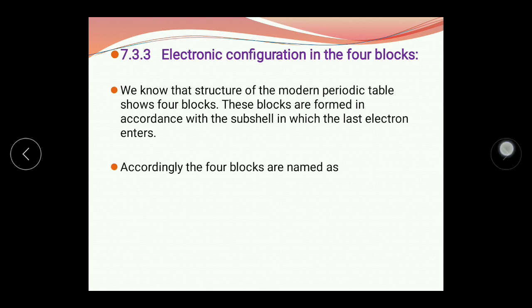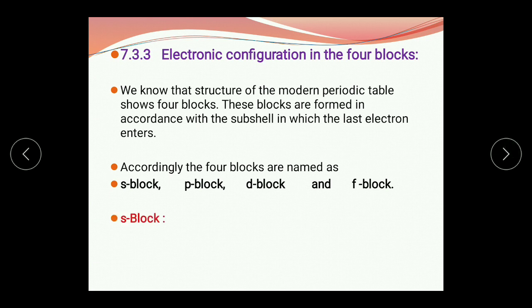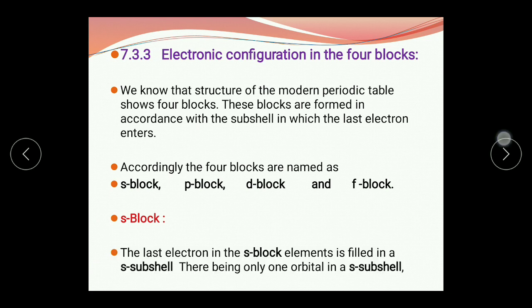Now, there are 4 blocks. They are s, p, d and f. You know them very well. Now, we will start one by one. For example, the first block, that is the s block. The definition also will be done like this. If the last electron enters the s subshell, then it is an s block element. That means the last electron is always in the s subshell.